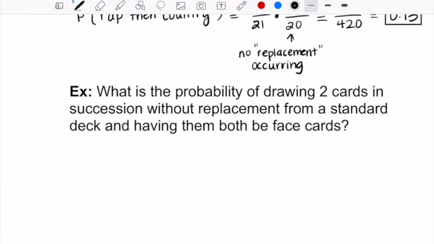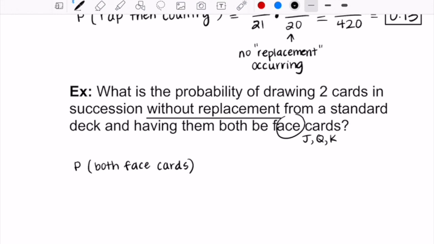And then lastly, this final example is about cards. You want to remember that a standard deck of cards has 52 cards. There are 4 different suits, and there are 13 different values of each of the cards. 13 times 4 gives you 52. What is the probability of drawing 2 cards in succession without replacement? So make sure you identify that this one's without replacement, and having them both be face cards. And so it's important to note that face cards are the jacks, the queens, and the kings.